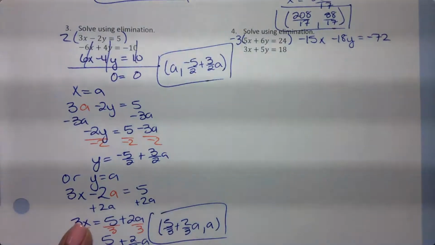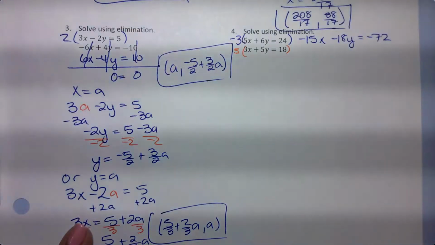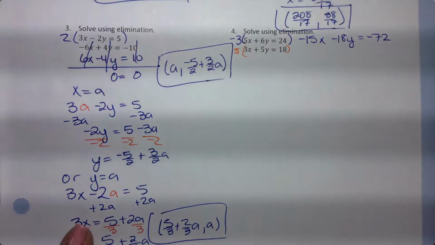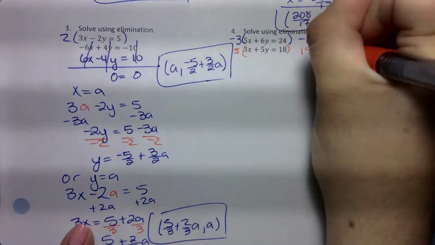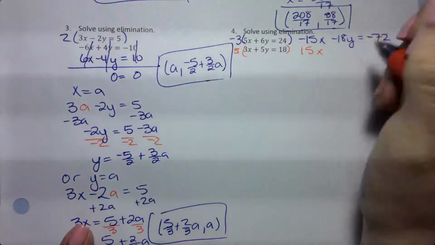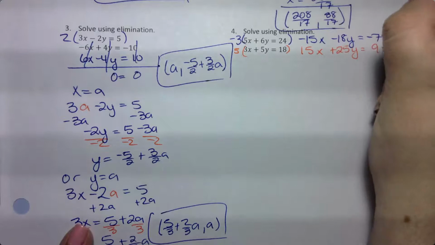On my bottom equation, I'm just going to multiply by 5. This is because I want my x's to have the same coefficient, and the smallest number that both 3 and 5 multiply into is 15. So this gives me 15x. 5 times 5y gives me 25y. 5 times 18 gives me 90.